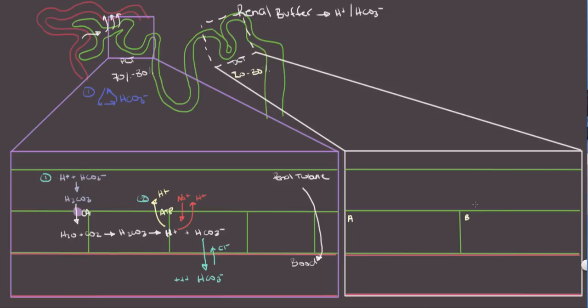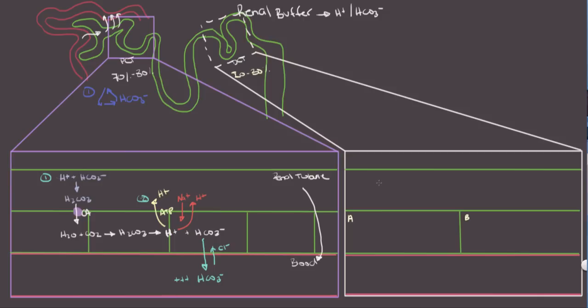And these cells perform two fairly significant roles in terms of acid-base balance. So as we outline the role of our intercalated cells, in the initial aspects of acid-base balance, the role of these cells doesn't look particularly different from what we've seen in our proximal convoluted tubule.